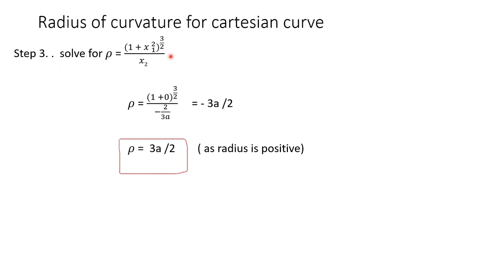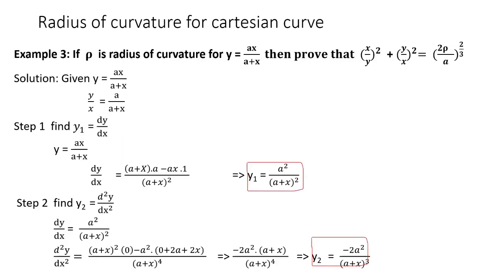Example 3. If ρ is radius of curvature for y is equal to this. Solution. Given y is equal to ax by a plus x, since we need y by x, we shall rewrite this as this, that is bringing x of ax to left hand side, we get this. Step 1, find y1, differentiate y is equal to ax by a plus x, here division, so quotient rule, keep denominator a plus x as such and differentiate numerator ax, which becomes a, as a is constant and differentiation of x is 1, constant multiplication rule.